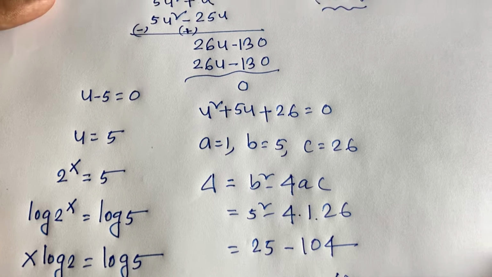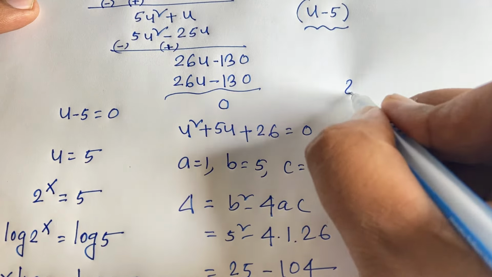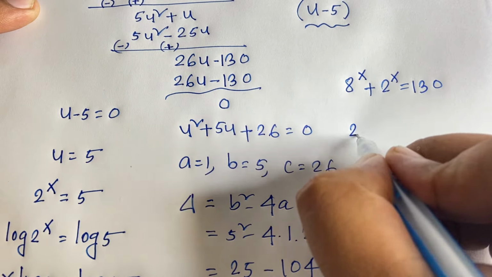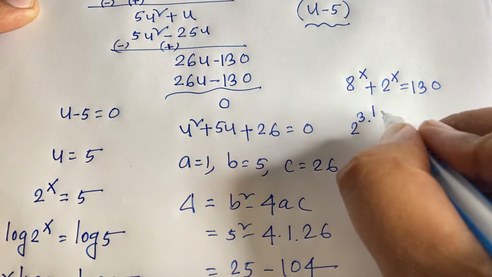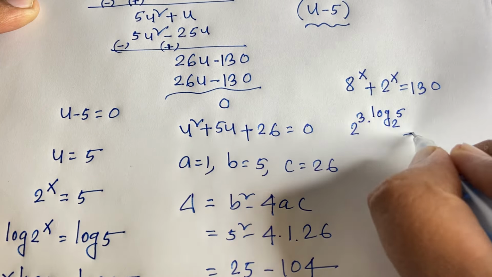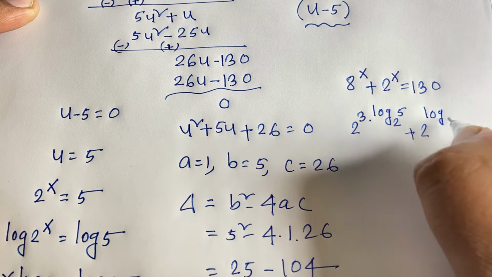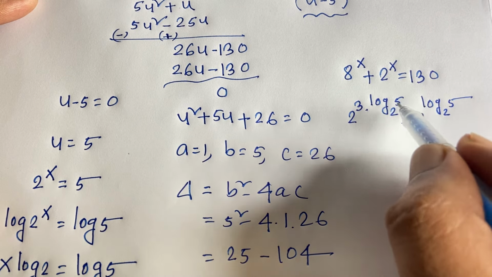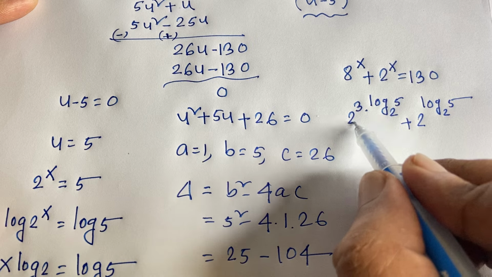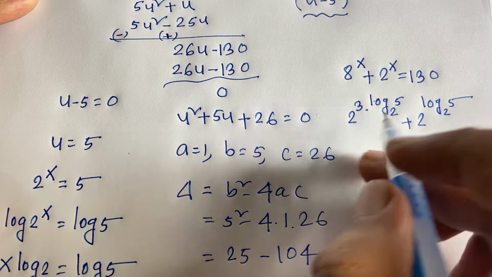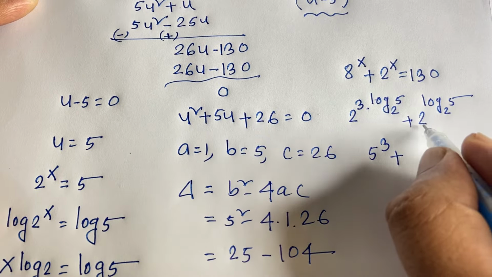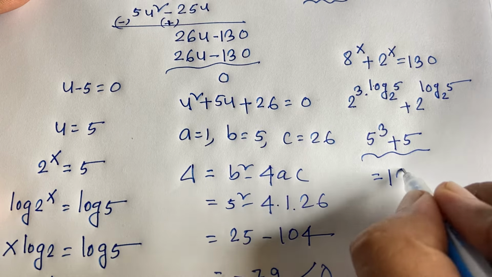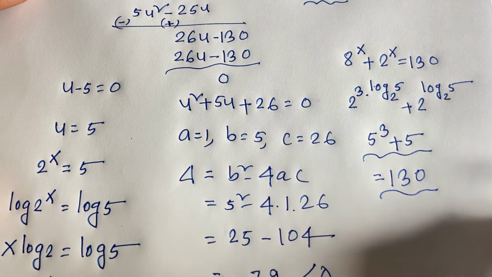Let's check our question, 8 to the power x plus 2 to the power x is equal to 130. Look, 8 will be 2 to the power 3, and x will be log 5 base 2, plus 2 to the power log 5 base 2. I can easily move this 3 to the exponent, so it is 5 to the power 3. So 2 to the power 3 log 5 base 2 will be 5 to the power 3, plus 2 to the power log 5 base 2, it will be 5. So if I add both, we find it will be 130. So I can say left hand side and right hand side are equal.